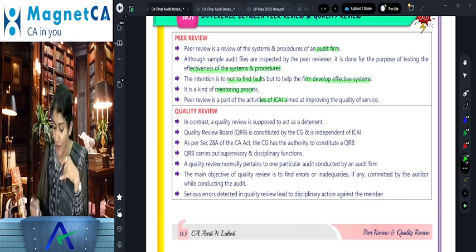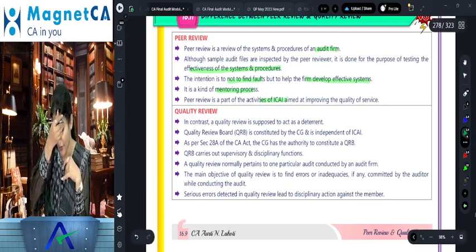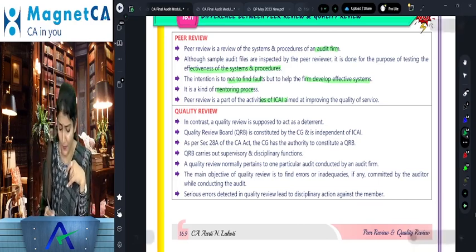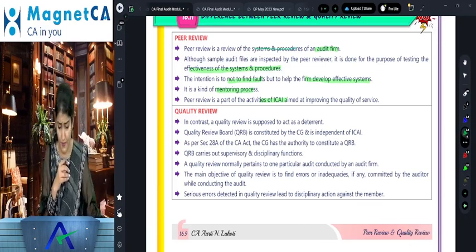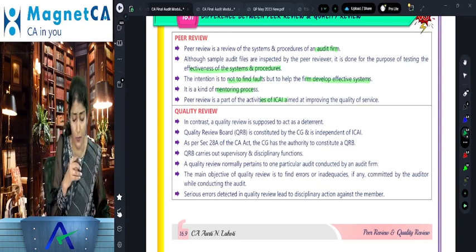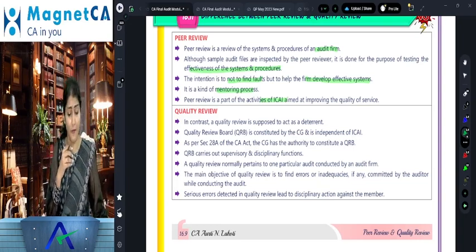Right, so in peer review, what are they checking? They are checking your review of the systems and procedures, the effectiveness of the systems and procedures. Then what does it say? The aim is not to find out the fault, but to develop the effective system.